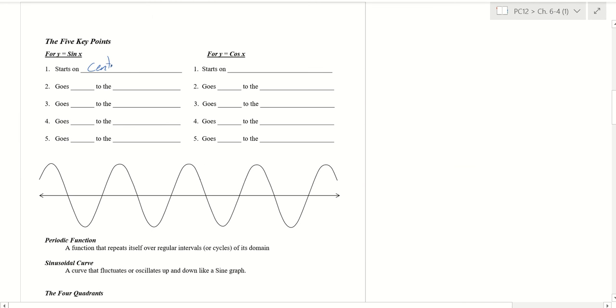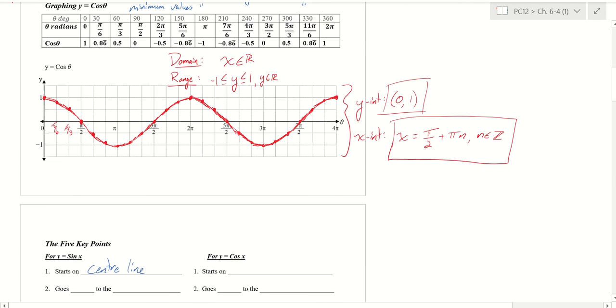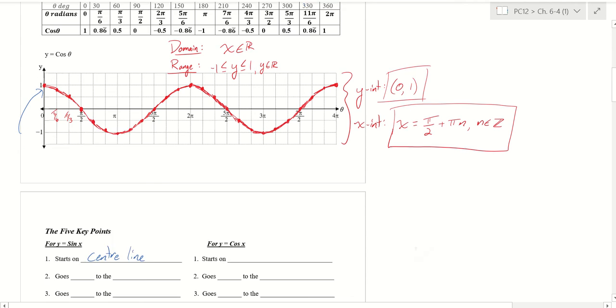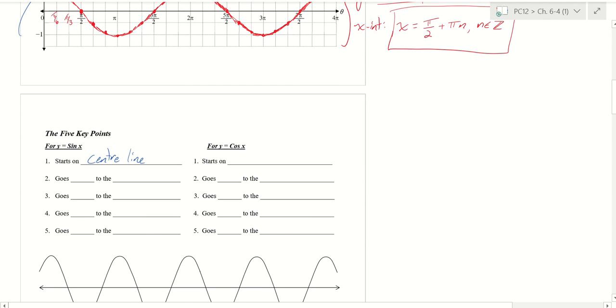What about cosine? Cosine doesn't start on the center line, does it? Cosine does not start on the center line. Cosine starts at its maximum. That's where it starts. That's where it begins. So cosine starts on the maximum value. And again, I'm failing at keeping this color-coded. This should be red. Cosine starts at the maximum value.